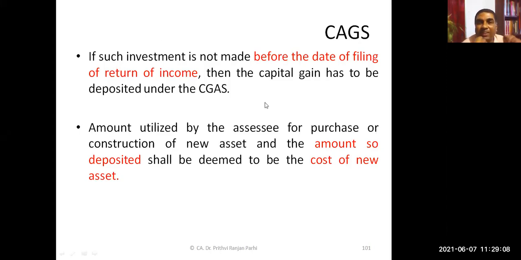Now, till that time, before that, the assessee may keep on investing, or has kept money for investment purpose, because he has time. He can purchase in 2 years, or he can construct in 3 years. But in case investment has not been made before the date of filing of return of income, let us say the assessment year is over on 31st March 2021. There is a capital gain he needs to invest, and the assessee needs to file return before 31st July.